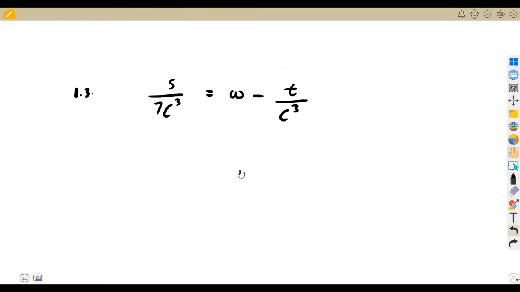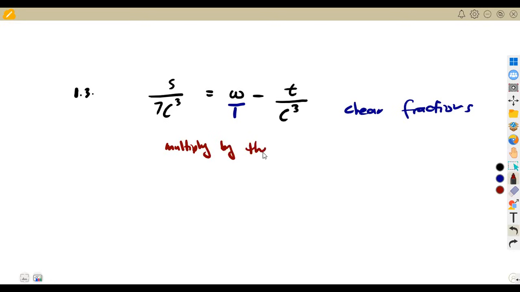Making the subject depends on the way that you actually want to work. In this case, I have got fractions. Omega is the same as omega over 1. I've got a fraction, so I can think of clearing the fractions. How do I clear the fractions? I have to multiply each and every term by the LCM, which is the lowest common multiple.